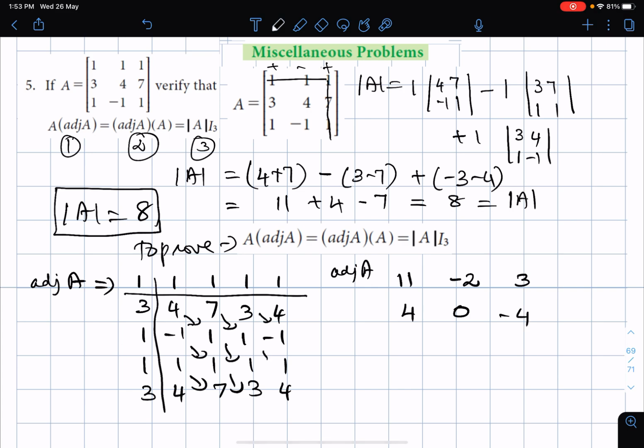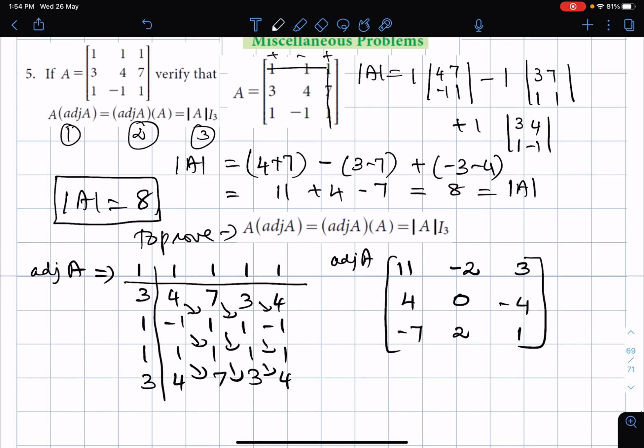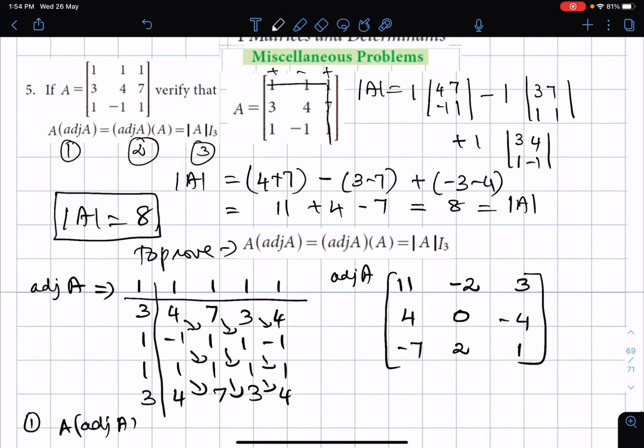Now third column, minus 3 minus 4 gives you minus 7. 1 plus 1 gives you 2 and 4 minus 3 gives you 1. So this is going to be your adjoint A. Now we have got A and adjoint A. Now we are going to do the first one. What is our first one? A into adjoint A.